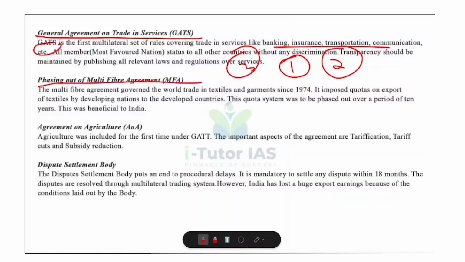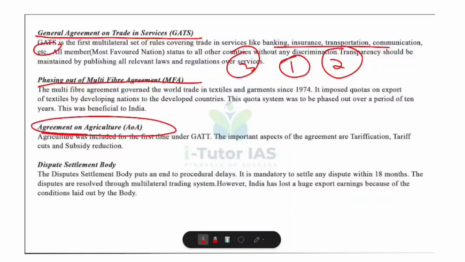Then phasing out of Multi-Fibre Agreement, MFA. This MFA regulated world trade in textiles and garments through export quotas imposed on developing nations by developed countries. And the WTO decided to phase out MFA quotas over 10 years. And what is the impact on India? It is highly beneficial, opened up textile export markets, and it boosted India's employment and export earnings in the textile sector.